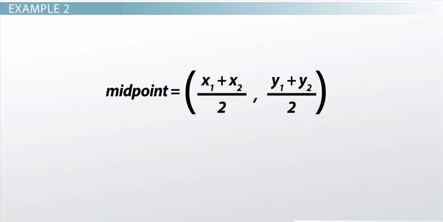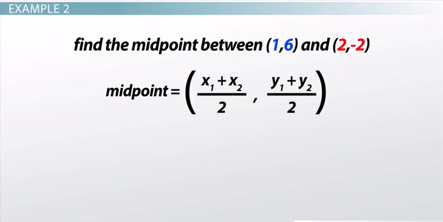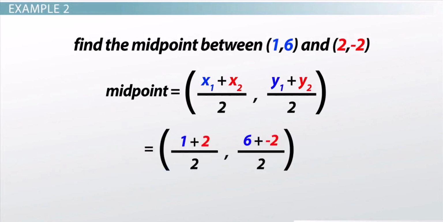Last example. Find the midpoint between (1, 6) and (2, -2). When we substitute into our formula, we notice that this example isn't going to give us as nice of an answer as the rest of them did. That's because we end up with an odd number when we add the x's together, and sure enough, halfway between 1 and 2 is 1.5.